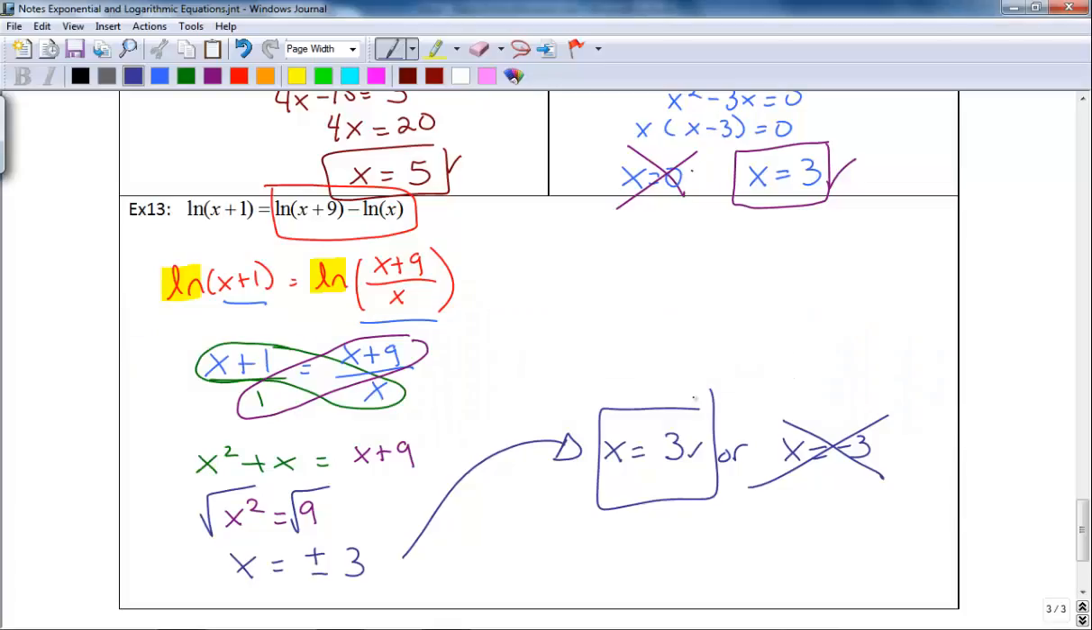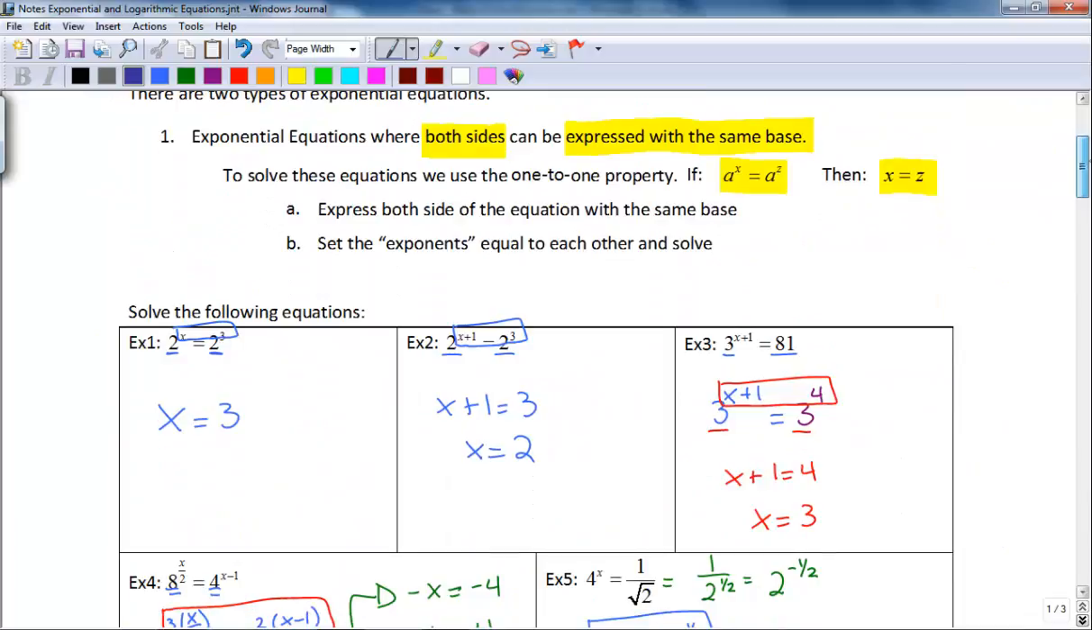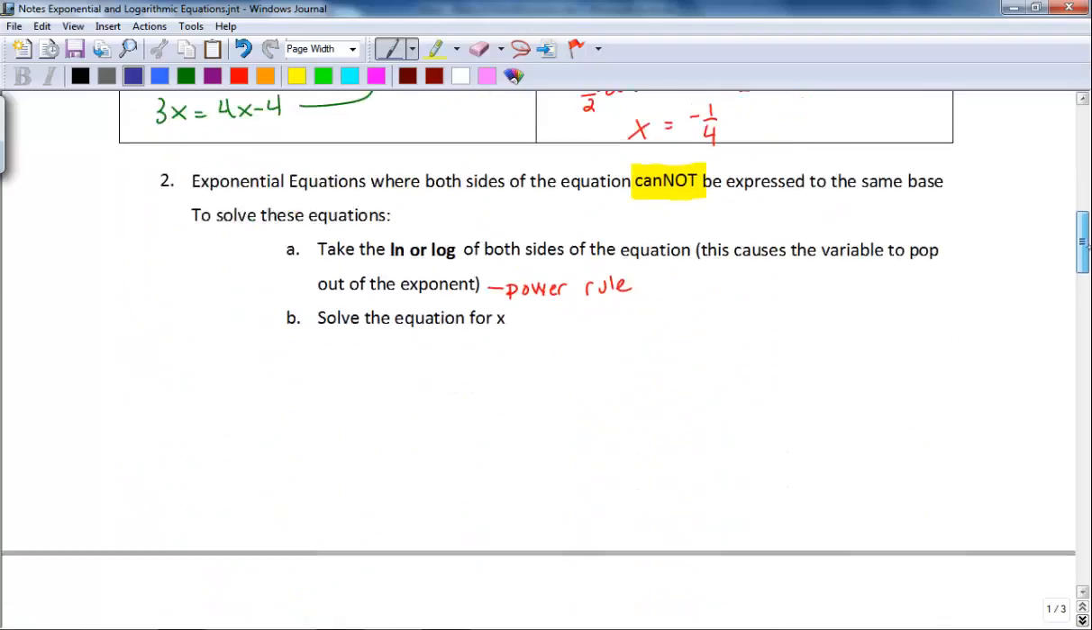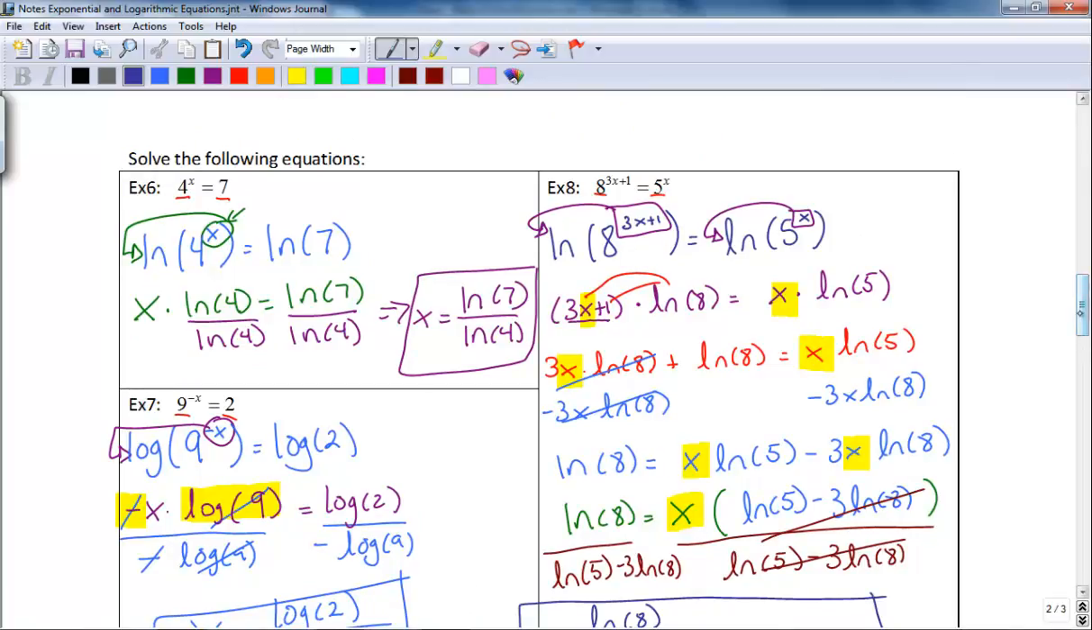So again, there are two ways to solve exponential equations. The first type is to express both sides with the same base and then set the exponents equal to each other. The second type, where you can't express both sides with the same base, is to take the natural log or the log of both sides to solve.